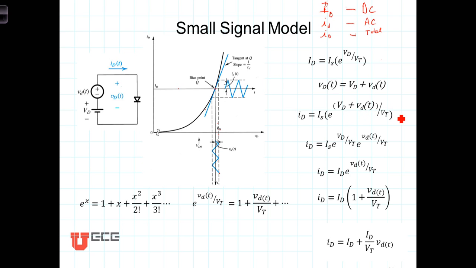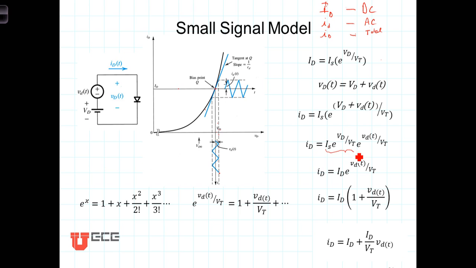Using the properties of exponents, when you have e to the something plus something, you can write it as the product of e to the something times e to the other thing. So expanding this out into two exponential terms, we have this. Notice this is still the total current, lowercase i, uppercase D, which means this expression contains the information of both the DC component and the AC component.